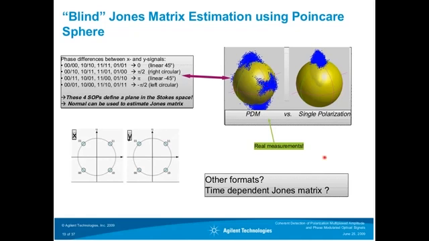The question is, does that method also work for other formats? And can you use it, or what do you have to do if there's a time-dependent Jones matrix which would rotate those states of polarization versus time?